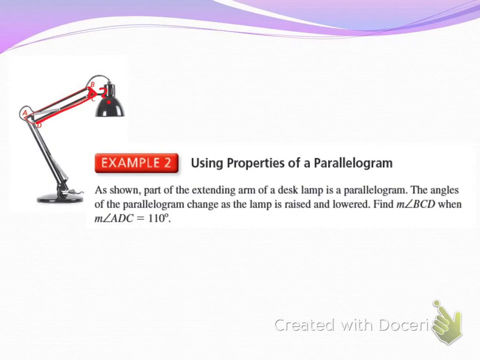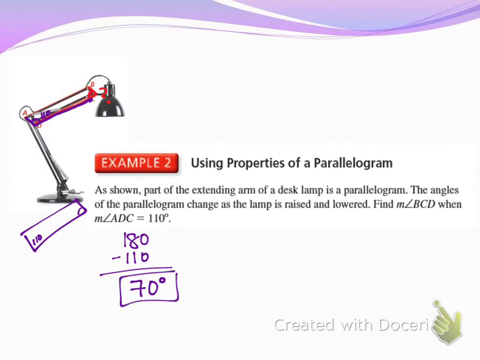We are given the measure of angle ADC, which is this one, and it is 110. If you don't like looking at it that way, this is 110, and we don't know this one. Are they opposite or are they consecutive? Consecutive. So that means they add up to 180. Yeah, they're supplementary. So 180 minus 110 gives me 70 degrees. It's okay. 70. When you're ready, you can turn the page.